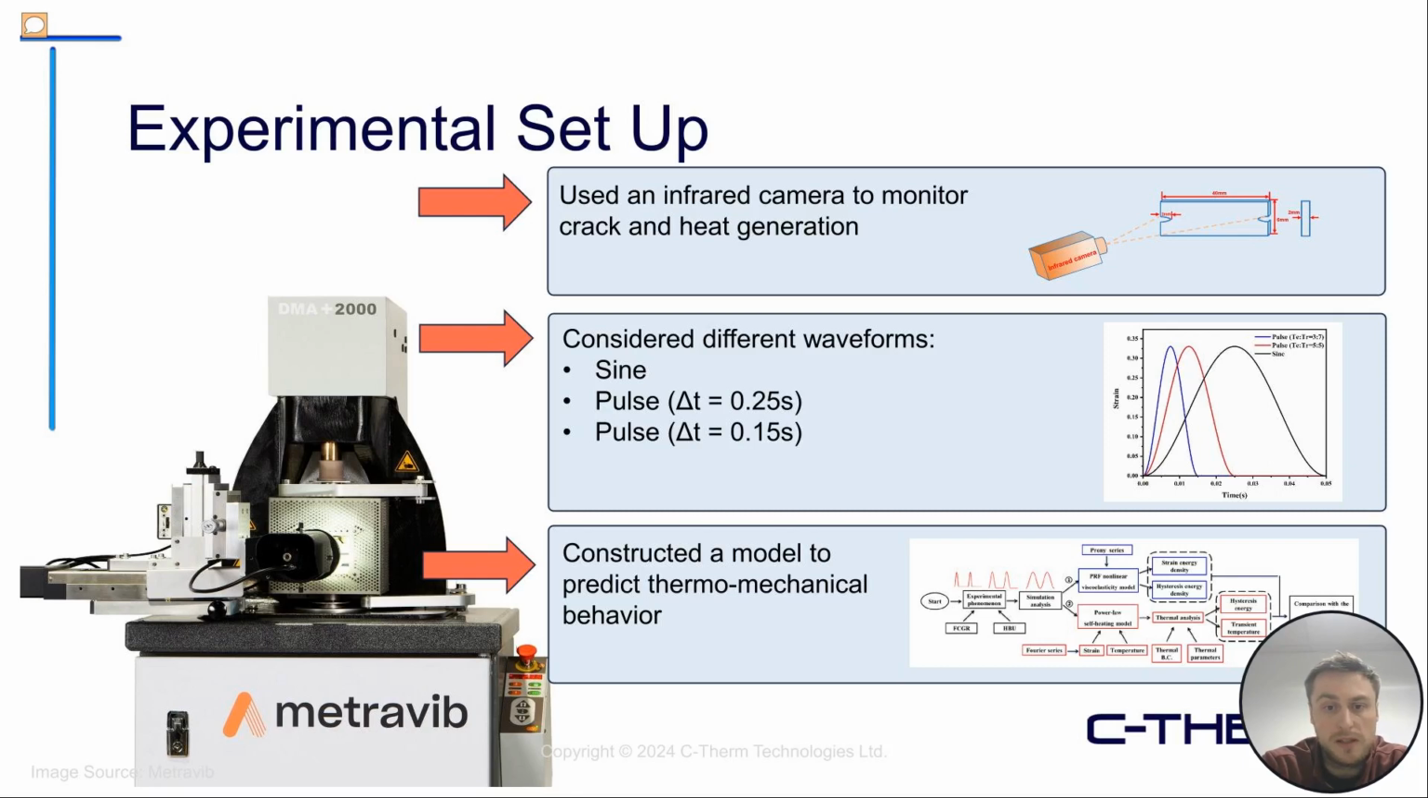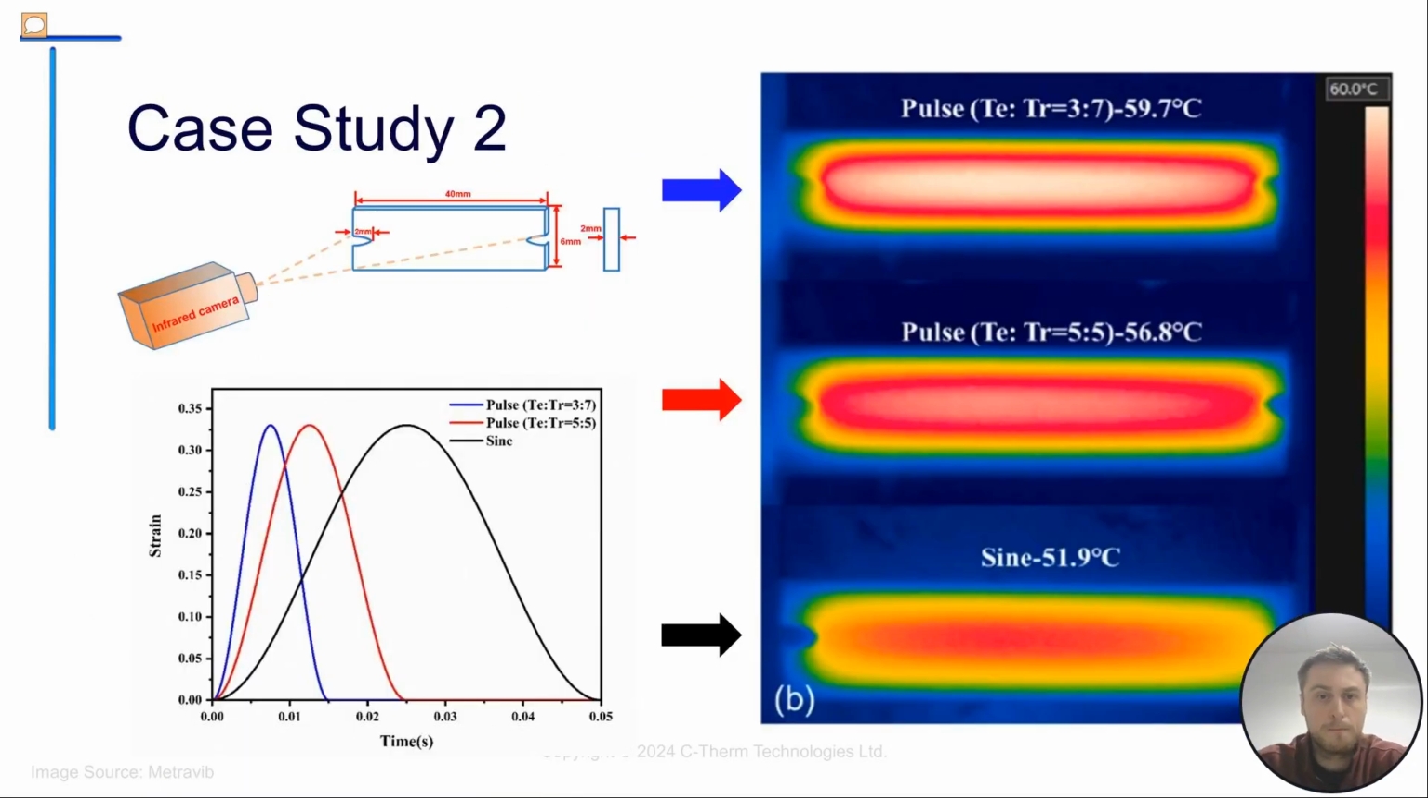And what the group did was they considered different waveforms. They considered the ideal sine. They considered a pulse waveform that lasted a quarter of a second, as well as one that lasted 150 milliseconds, so a shorter pulse wave. They also constructed a model to predict the thermo-mechanical behavior and to relate it to the model. I won't touch too much on that, but if modeling is of interest for you, I definitely recommend checking out this paper to see that half of it.